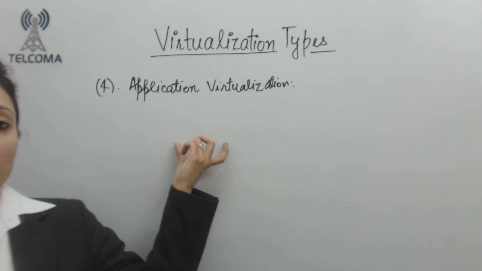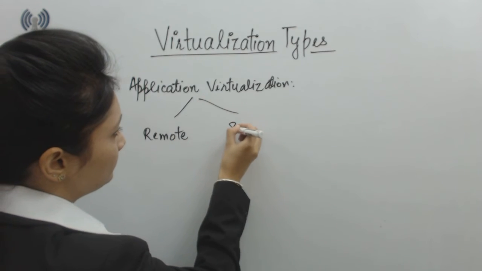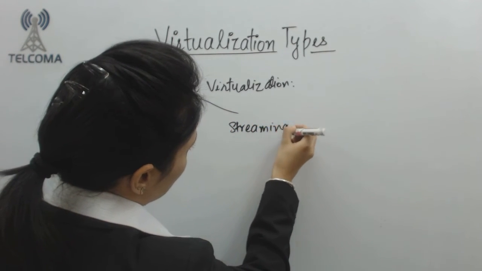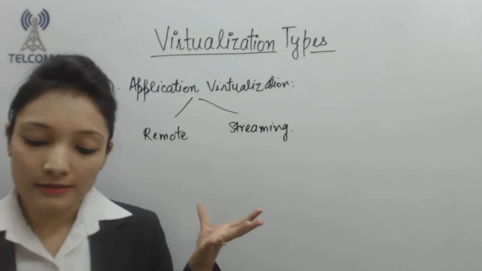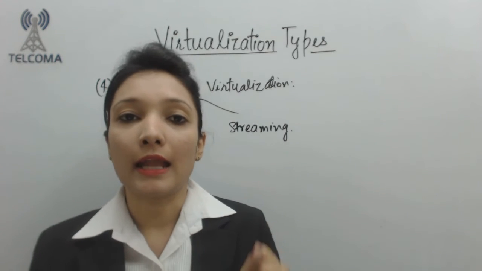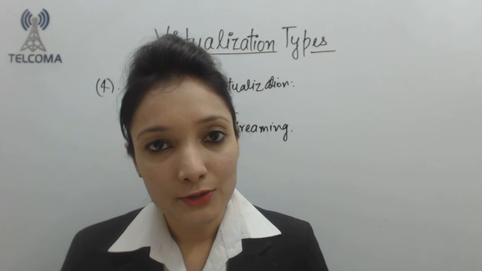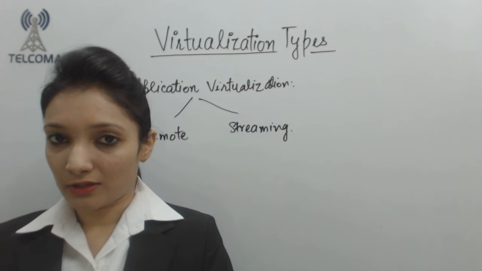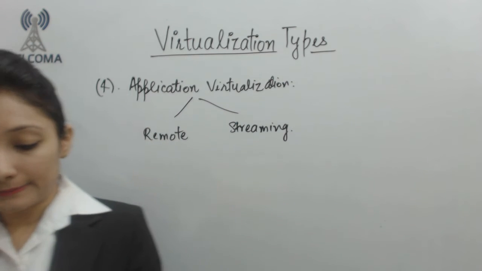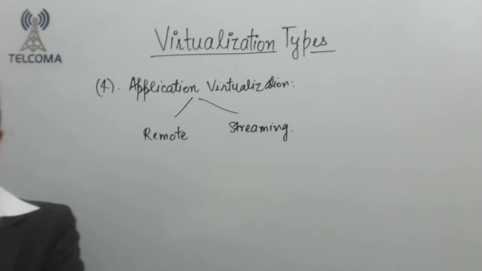So this is basically like remote and streaming. In application virtualization, there is a separation of the installation of an application from the client computer. That means you are provided with virtual instances of that particular application. That's why we call application virtualization the separation of the installation of an application from your system, the client's computer. We have specific programs designed to perform specific operations, like word processing and image editing. Now, the first one is the remote one.